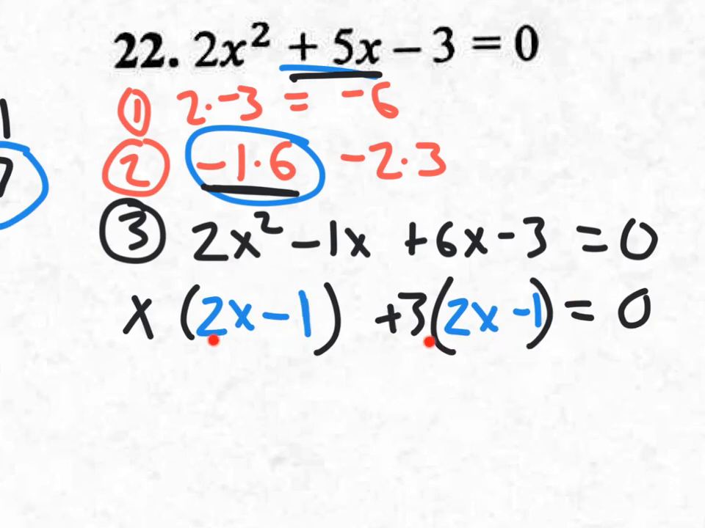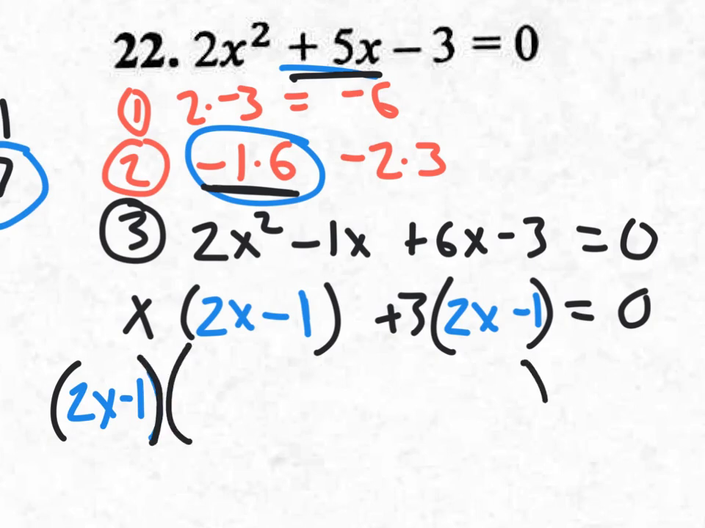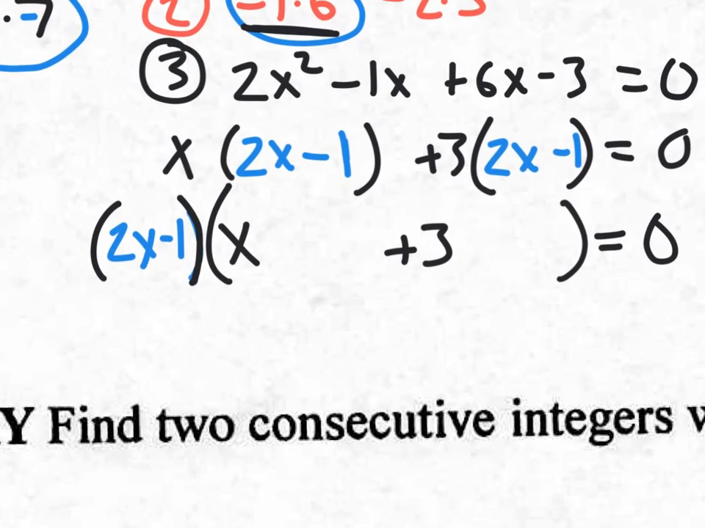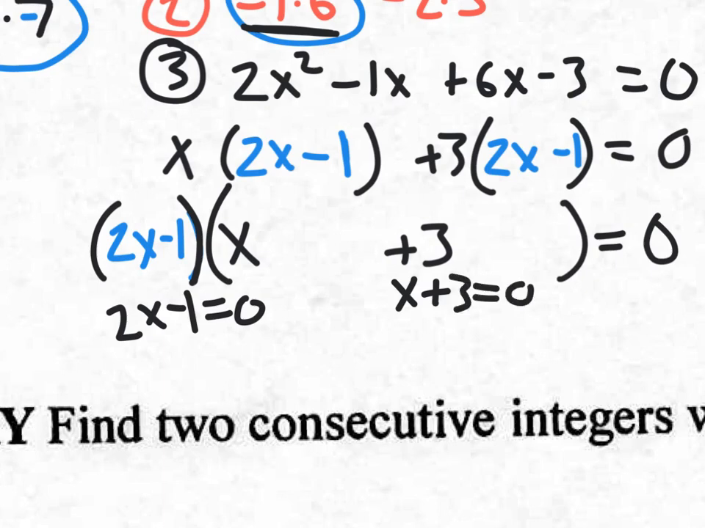So we look at our first group, we look at our second group. What's in common? That blue 2x minus 1. So let me pull out that blue 2x minus 1. And if I pull out that blue 2x minus 1, what will I have left over? The x and the plus 3. Now, of course, we still have the equals 0. So let's write them the appropriate size and separate them. I'm going to have 2x minus 1 equal to 0. And I'm also going to have x plus 3 equal to 0.